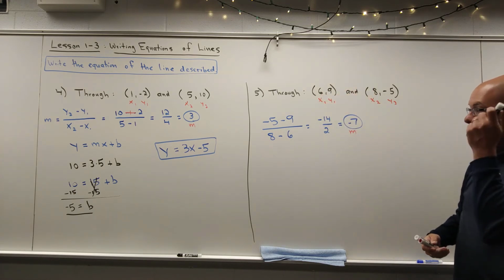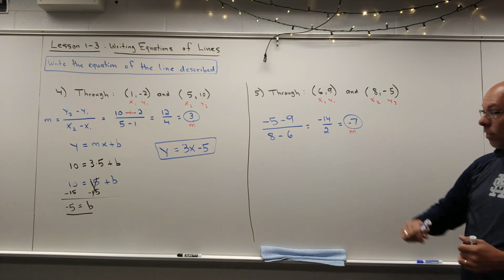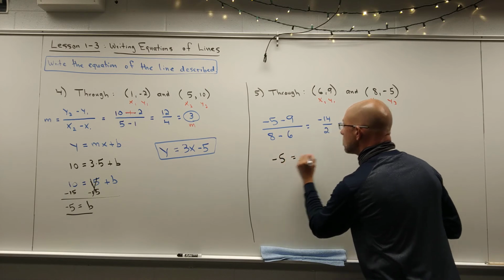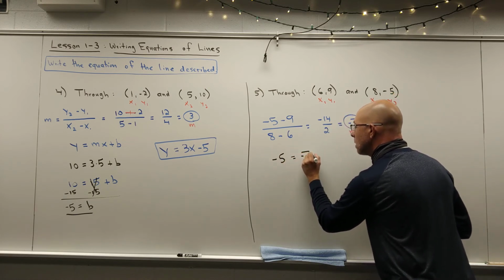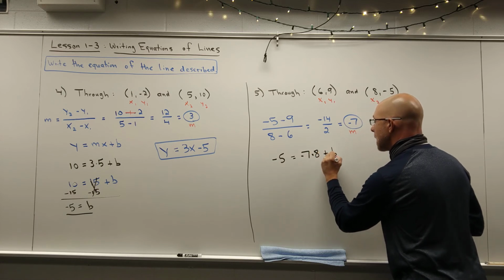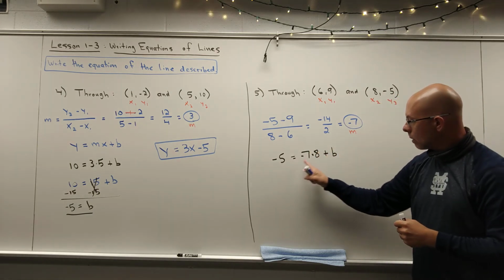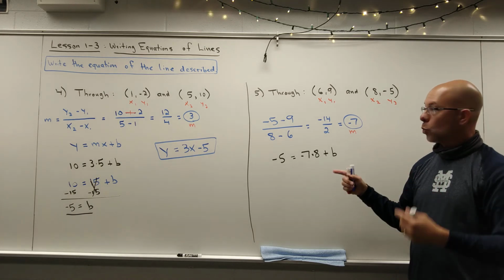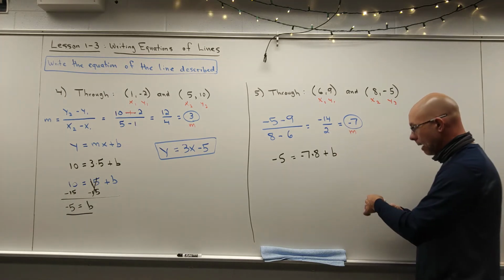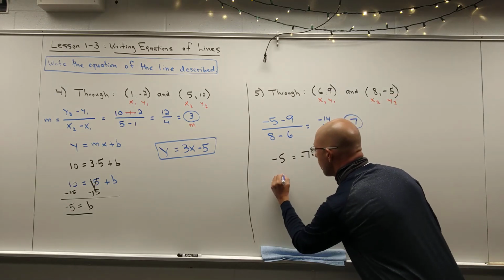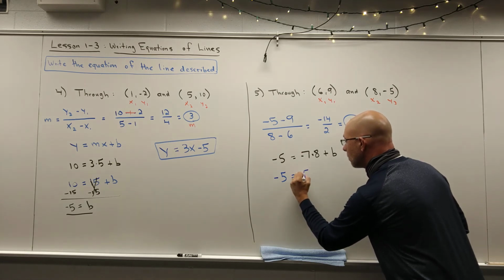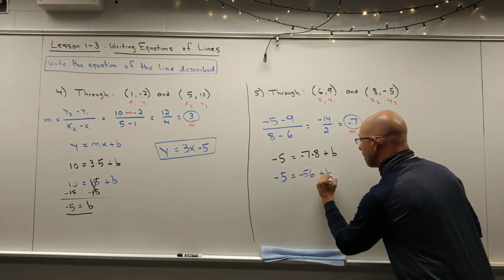So following the y equals mx plus b model from over there, y is -5 equals m, -7, times x, which is 8, plus b. Y equals mx plus b. As usual, for the 5th example in a row, we're solving for b at some point. This is -5. -7 times 8 is -56 plus b.